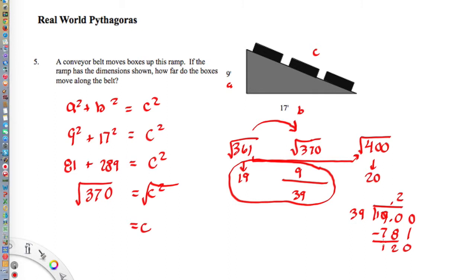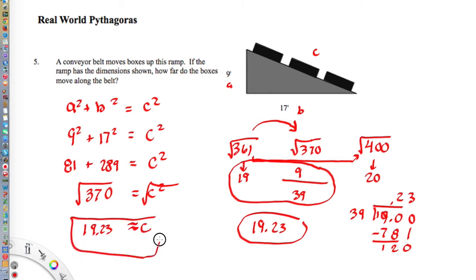And then 39 would go into 120 approximately 3 times, and we can stop there. So we're going to say it's 19 and 23/100 is our approximation. That is our approximation. That's our answer there.